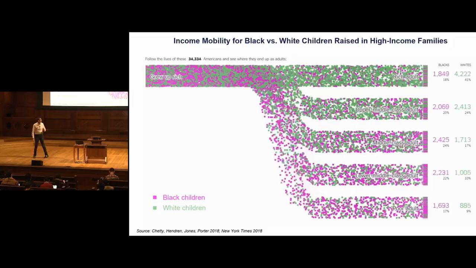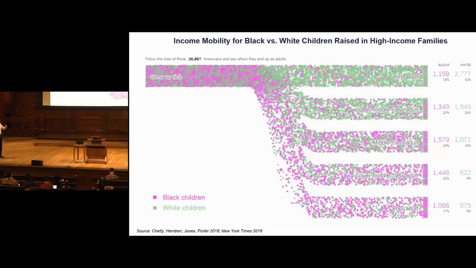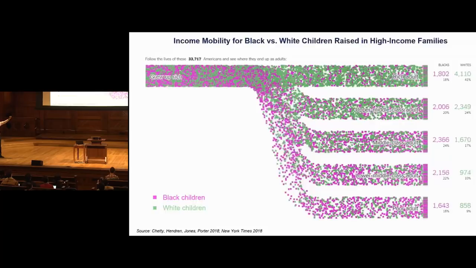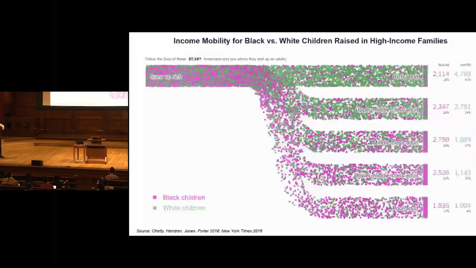up in high-income families. So the way this is constructed is you take a set of kids who grew up in families in the top fifth of the income distribution, and you ask in which fifth of the income distribution did they themselves end up in adulthood? The lowest fifth up to the top fifth. The purple dots are for black kids. The green dots are for white kids.